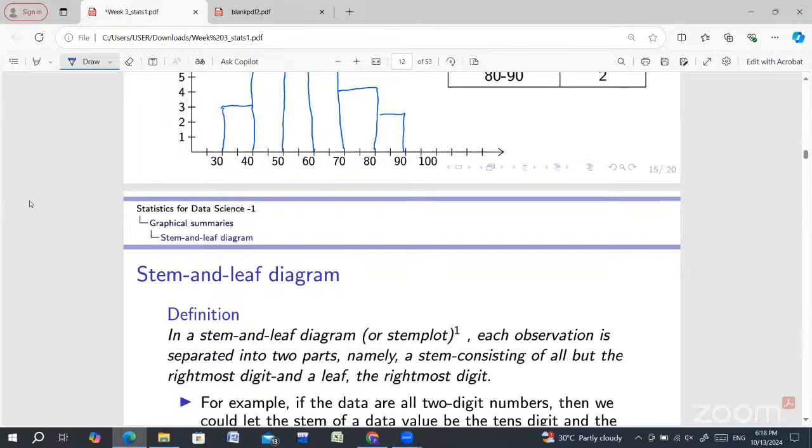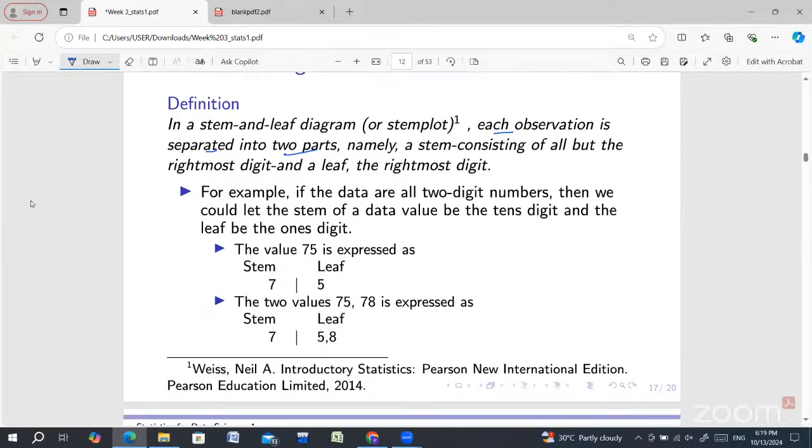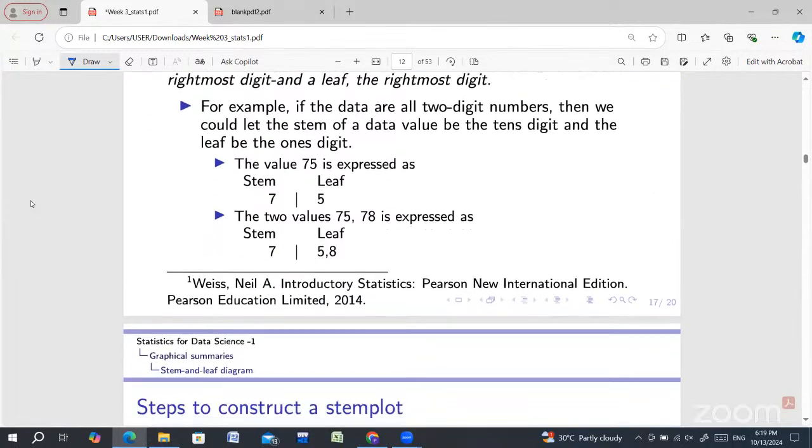Now the next graph is the stem and leaf diagram. In a stem and leaf diagram, we divide each number into two parts. Each observation is separated into two parts. So let us see an example. We have 75. We divide the 75 into two parts. The first is called the stem, and the other part is called the leaf.